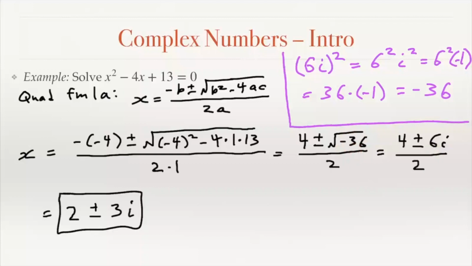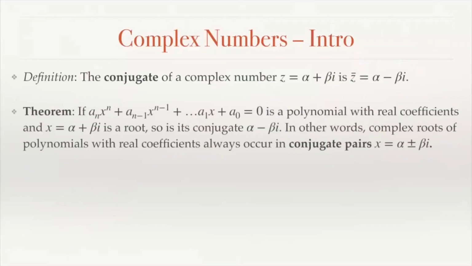These are two distinct roots for this quadratic. It's 2 plus 3i and also 2 minus 3i are the two solutions. And this is what is called a conjugate pair. The conjugate of a complex number alpha plus beta i is denoted with a bar over the complex number and is alpha minus beta i.